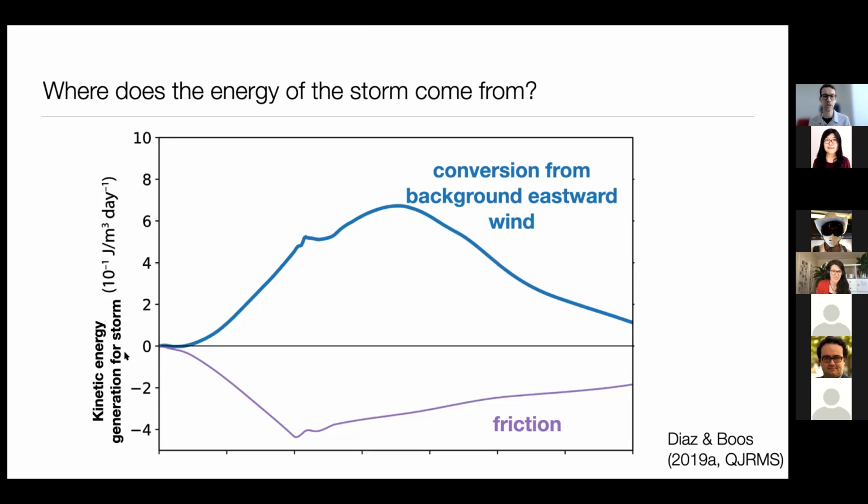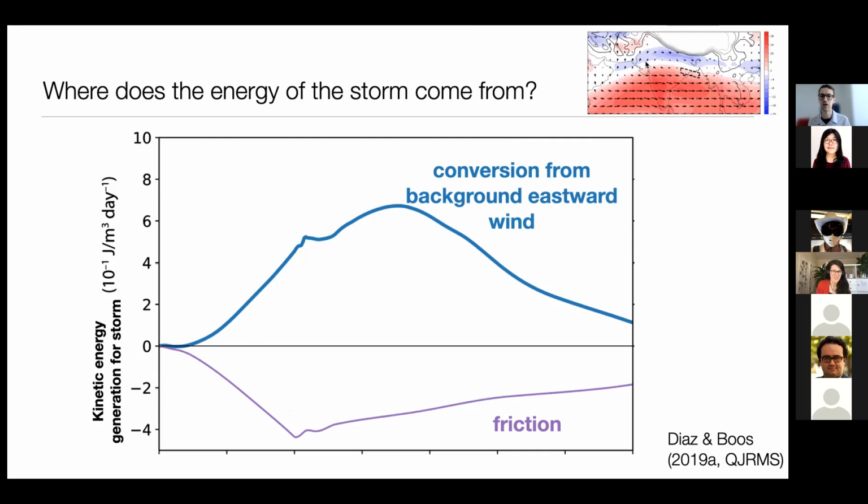What I'm plotting here are 2 processes that are generating kinetic energy for that storm. And this kinetic energy generation rate has units of joules energy per cubic meter per day. And we're seeing here the kinetic energy generation due to friction. It's negative, as expected, due to the fact that friction typically dissipates kinetic energy. And friction is opposed by this term here, which is the conversion of kinetic energy from the background eastward wind into the kinetic energy of the storm itself.